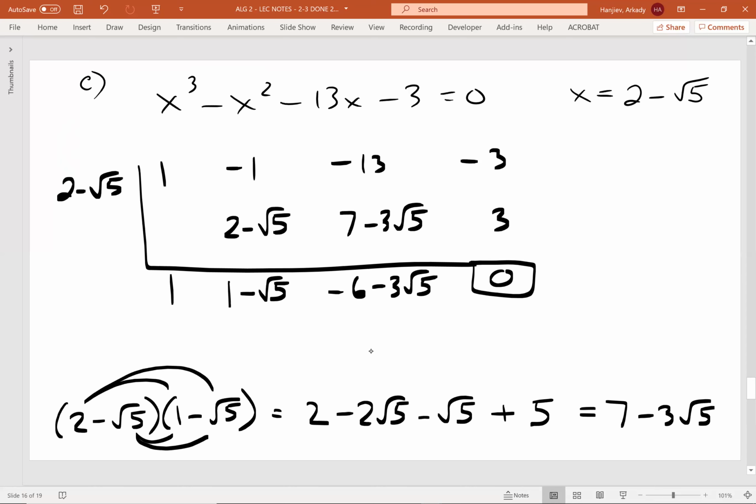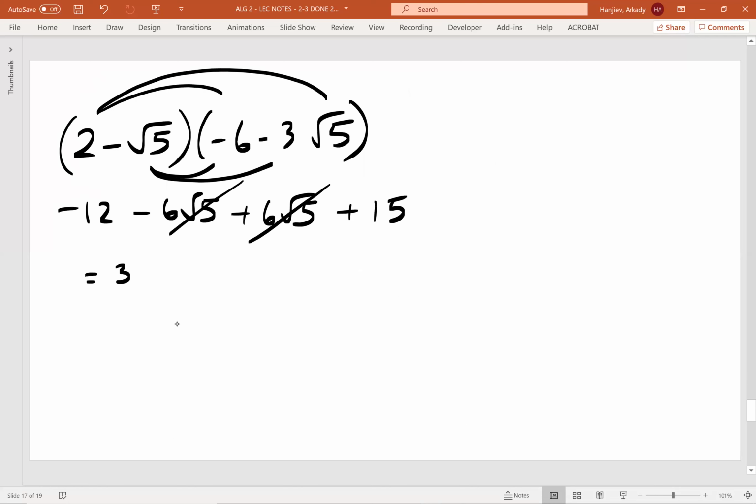Okay, got my 0. I love it. Now what's the other answer that's going to work here? Negative 2 plus square root of 5? No, sorry, 2 plus square root 5. Only the middle term changes. Perfect. Okay, so let's go here.